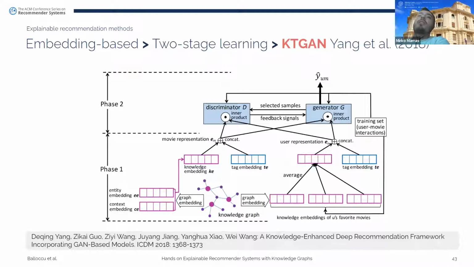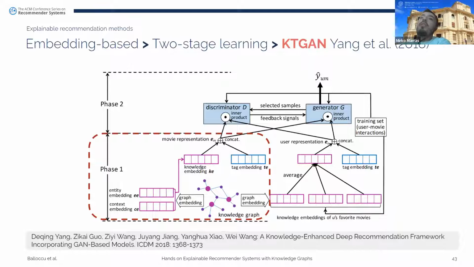Yang et al., with another example, introduced a GAN-based recommendation model, KT-GAN, with external knowledge learned from item KG. This framework consists of two phases. In the first phase, various embeddings are distilled from different sources in order to fully represent users and movies. At first, they get a movie entity embedding, denoted as EE, through a KG embedding algorithm, as long as the movie is mapped into a KG entity.